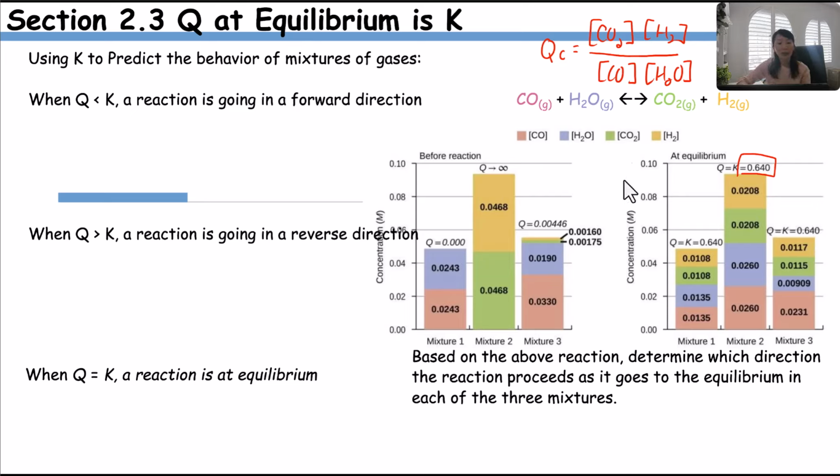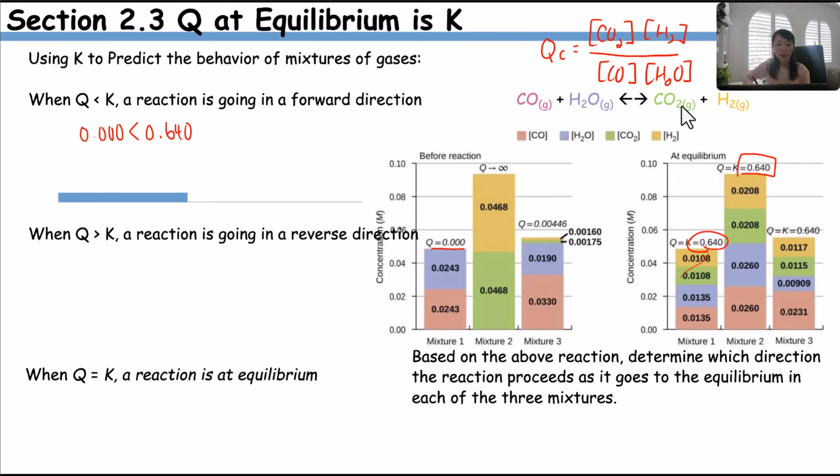Now here we can think about what's going on. When Q is less than K, so in this scenario Q is 0.000 and it's less than 0.640, that's my K over here, then that means it's going in the forward direction, meaning it's trying to form a product.